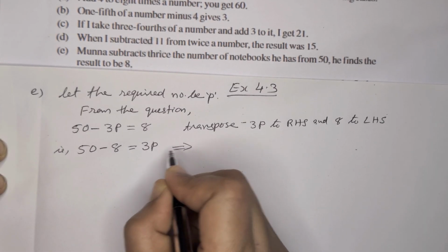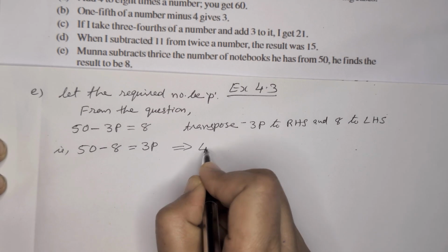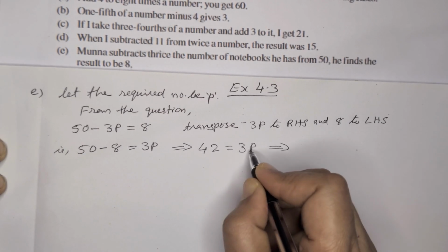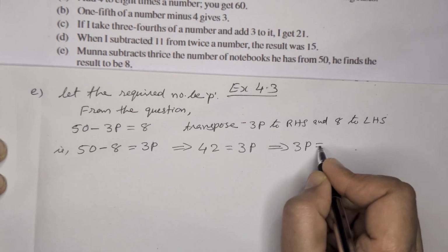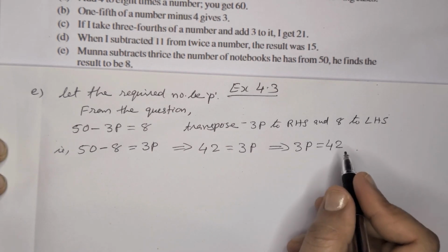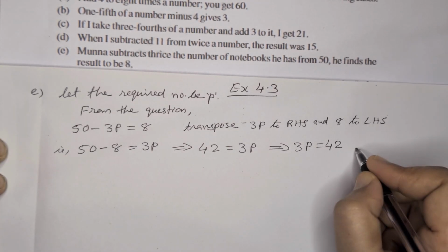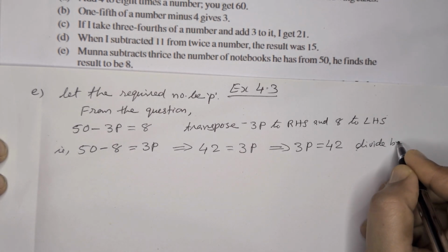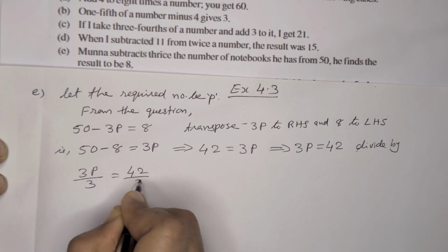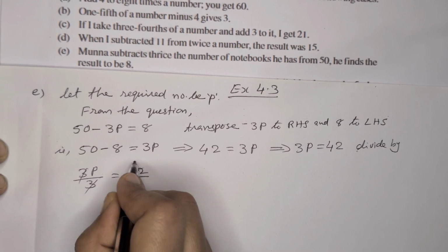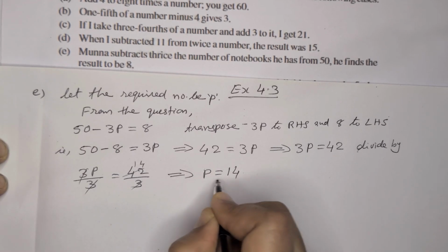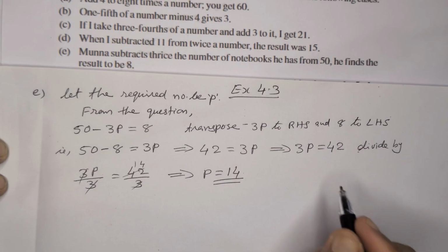Which implies 50 minus 8 means 42, equal to 3P. We can write 3P on the left side: 3P is equal to 42. 42 is equal to 3P, same as 3P is equal to 42. Then divide by 3 on both sides. So 3P by 3 is equal to 42 by 3, which is 14, which implies P is equal to 14. Value of P is equal to 14.